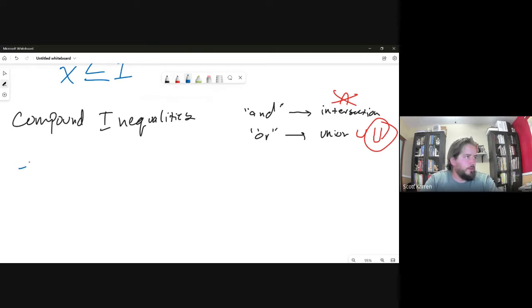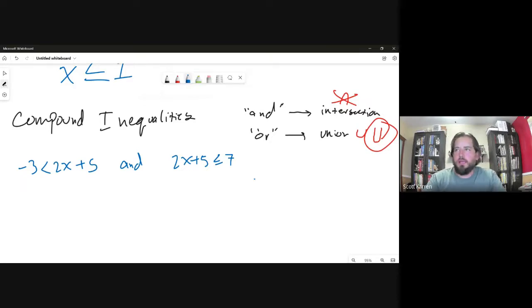We might have, for example, -3 is less than 2x plus 5, or sorry, minus 5. Oh, just kidding, I'm looking at two different examples. Yeah, 2x plus 5. And we might have 2x plus 5, again, is less than or equal to 7. Okay. So there we have it. It's two inequalities just conjoined by the word and, right?